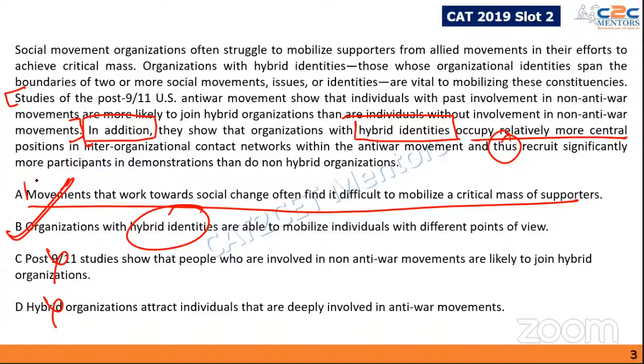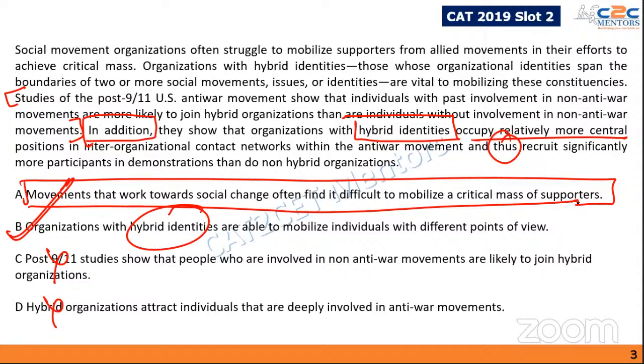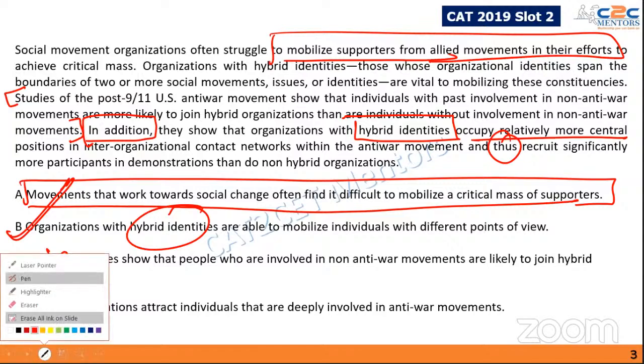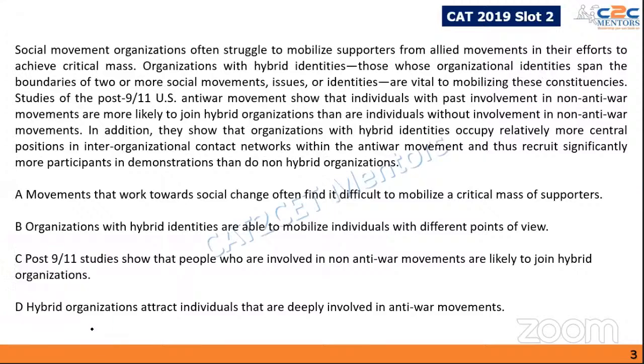Movements that work towards social change often find it difficult to mobilize a critical mass of supporters. This is one of the lines that is coming from my passage. It is exactly a copy paste. So whenever you see a sentence that is getting copy pasted, it can never be the answer. And likewise, by applying these couple of rules, we were able to get D out, C out, A out, B for Bombay is the answer.